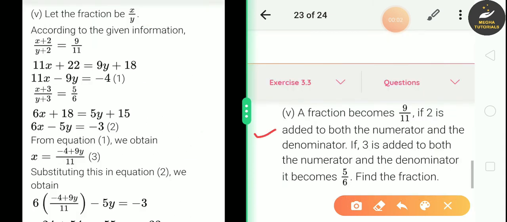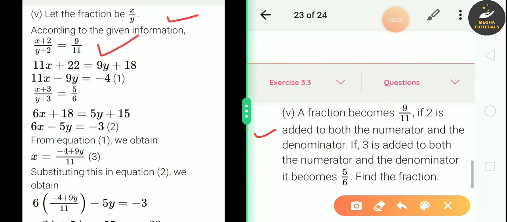Question 5. A fraction becomes 9 upon 11 if 2 is added to both the numerator and the denominator. If 3 is added to both the numerator and the denominator, it becomes 5 upon 6. Then find the fraction. Okay, so let the fraction be x upon y, that is numerator be x and denominator be y. So from the first condition, if we add 2 to the numerator and denominator, we'll get (x plus 2) upon (y plus 2) is equal to 9 upon 11.